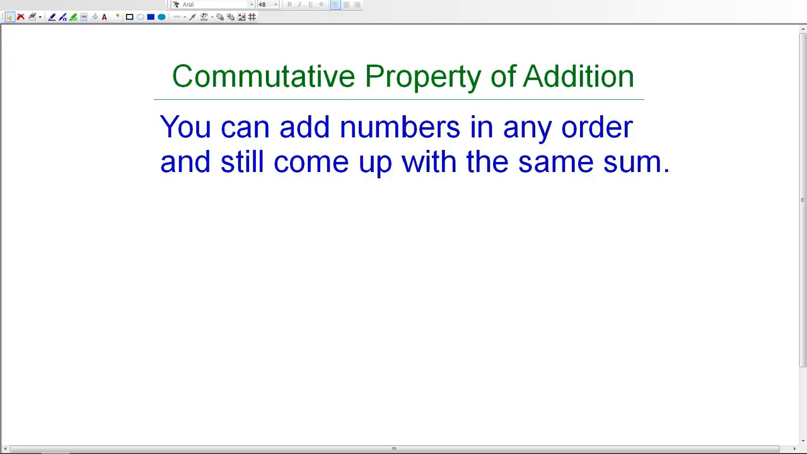In this lesson, we're going to talk about the commutative property. The commutative property works with addition. It says that you can add numbers in any order and still come up with the same sum.